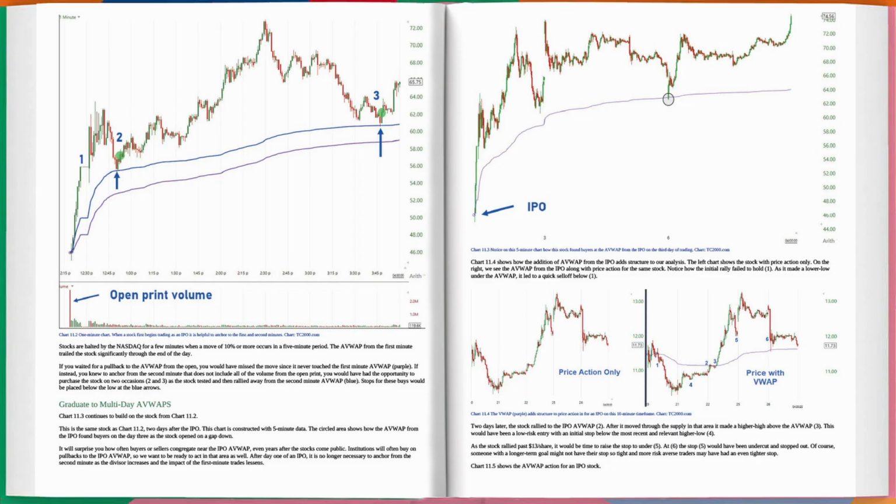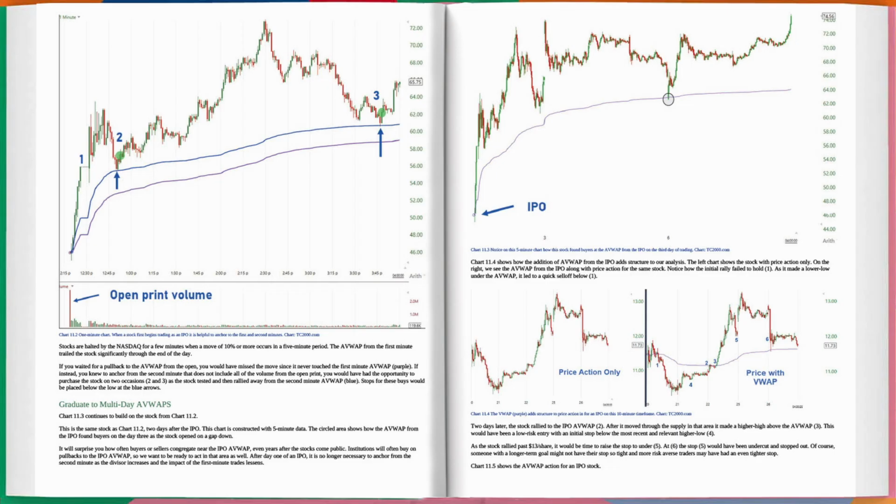Chart 11.4 shows how the addition of AVWAP from the IPO adds structure to our analysis. The left chart shows the stock with price action only. On the right, we see the AVWAP from the IPO along with price action for the same stock. Notice how the initial rally failed to hold (1). As it made a lower low under the AVWAP, it led to a quick sell-off below (1). 2 days later, the stock rallied to the IPO AVWAP (2).